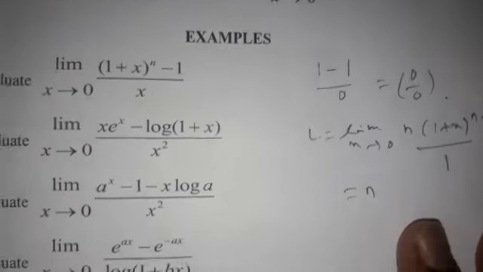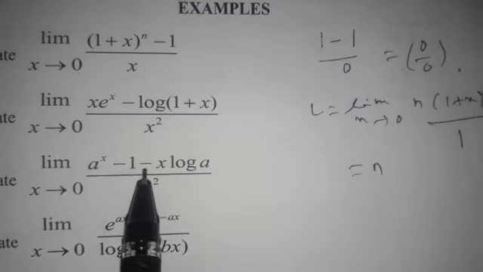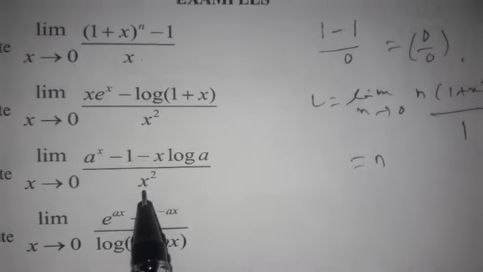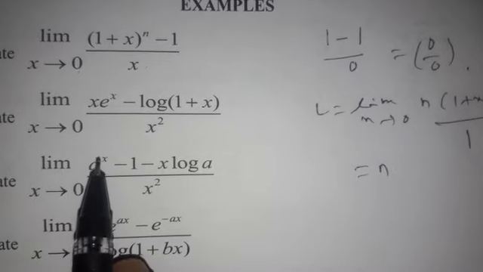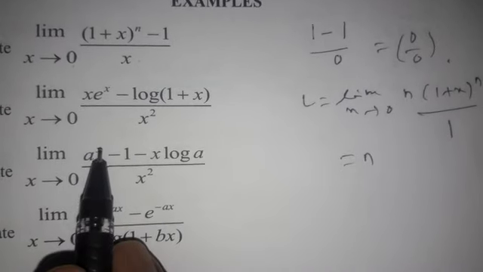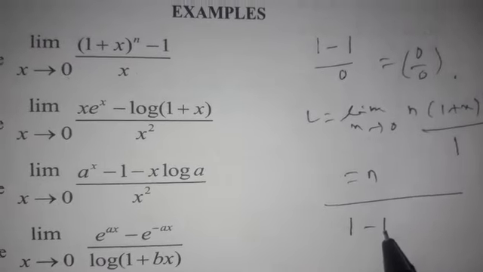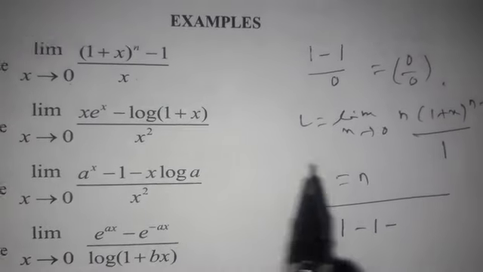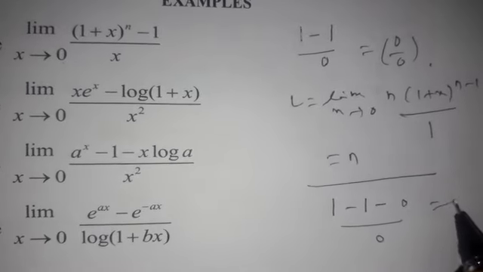You may try the next example. Suppose I take (a raised to x minus 1 minus x log a) upon x square, limit x tends to 0. Now here, if I put x equal to 0, I get a raised to 0, which is 1, minus 1, minus x equal to 0, so this term is 0 upon 0, right? So it is 0 by 0.